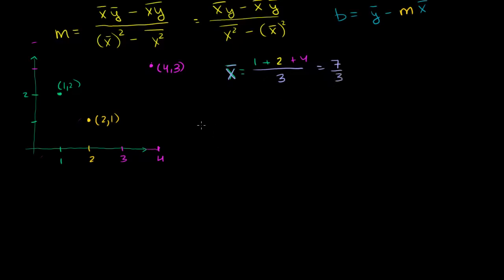Now, what is the mean of our y's? The mean of our y's is equal to 2 plus 1 plus 3, all of that over 3. So this is 2 plus 1 is 3, plus 3 is 6, divided by 3 is equal to 2.